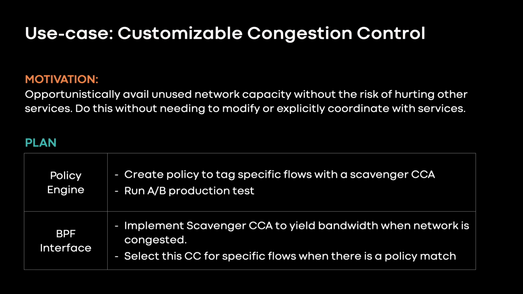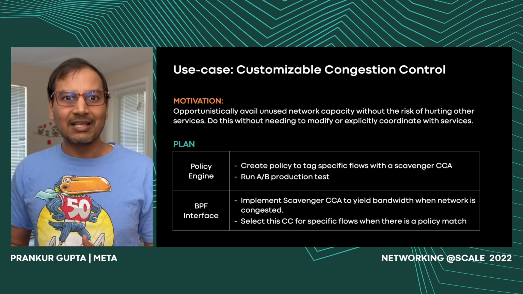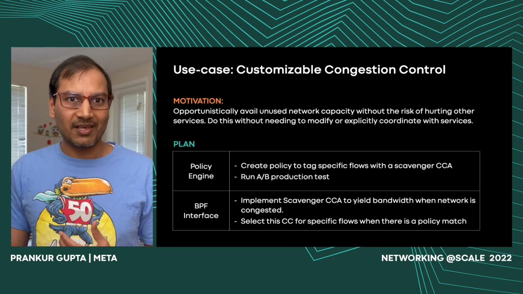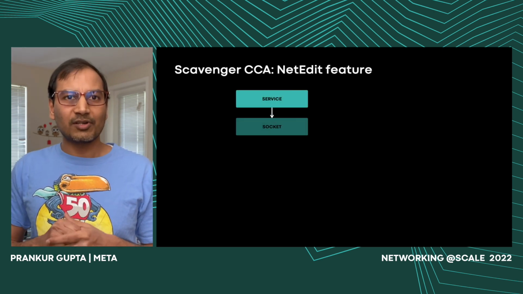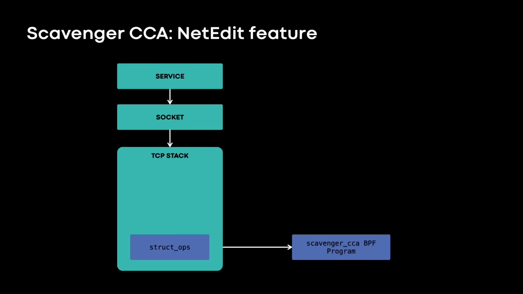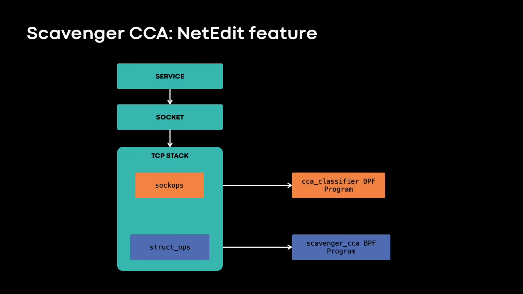First, we needed to identify flows that need scavenger treatment and tag them using the policy engine described earlier. Second, we have to create a network feature to manage and change the CCA for these flows dynamically. And third, implement our own scavenger CCA using the StructOps BPF interface. Let's talk about the architecture in a little bit more detail. NetEdit manages two BPF programs for this feature. The first one is a StructOps BPF program, which essentially implements our scavenger CCA. The second one is a SOCKOPS BPF program, which during the lifetime of the connection can change the CCA for that socket to our scavenger one.